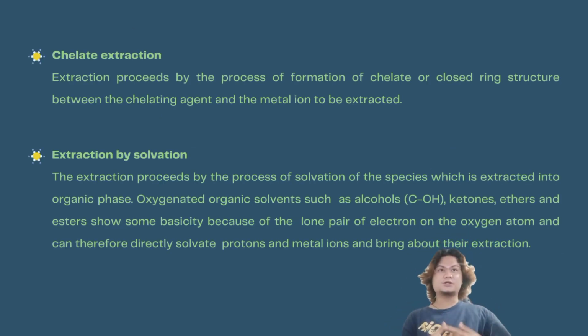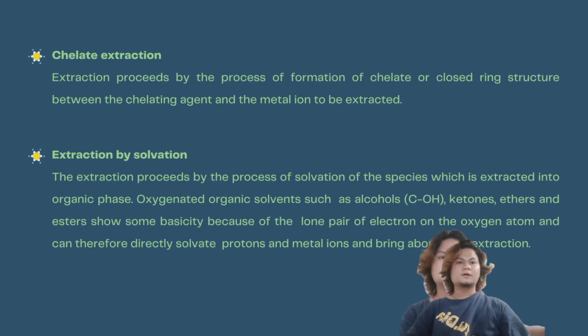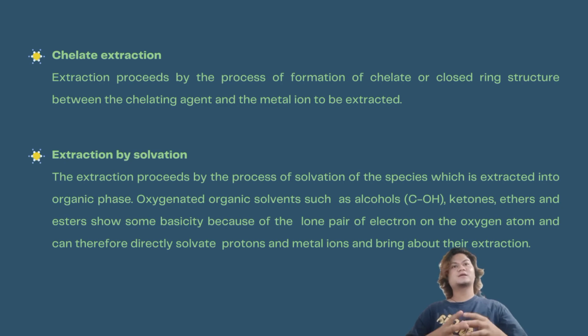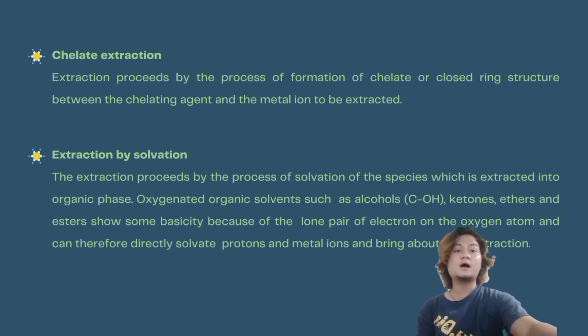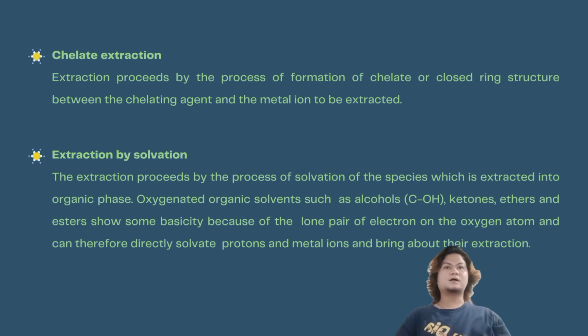The first classification of extraction system is chelate extraction. This extraction proceeds by the process of formation of a chelate or closed ring between the chelating agent and the metal ion to be extracted. The best examples for this first classification are the extraction of uranium with 8-hydroxyquinoline in chloroform, and the extraction of iron with cupferron in carbon tetrachloride.